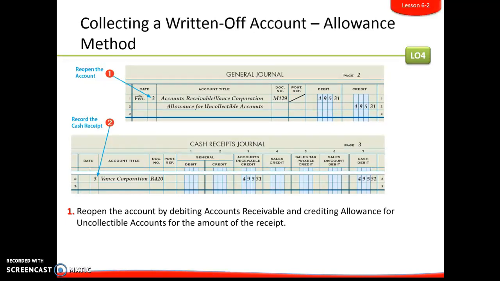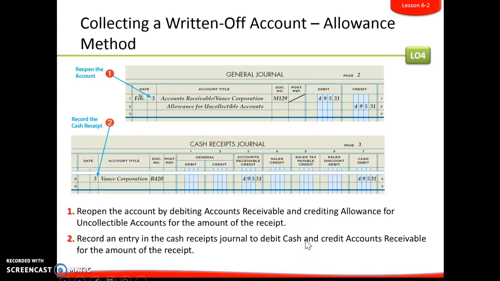Okay, now we are going to collect on an account that we previously wrote off. So just like we did in 6-1, we first need to reverse writing off that account, or closing that account. So now we're going to reopen it. So we're going to debit the accounts receivable in that account, and then we're going to credit the allowance for uncollectibles. Then for the second entry, we're going to record that cash that we received. So we're going to go to our cash receipts journal. We're going to debit cash, and we're going to credit accounts receivable, specifically the account that we received the money from.